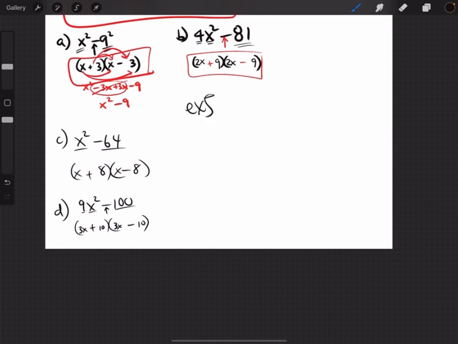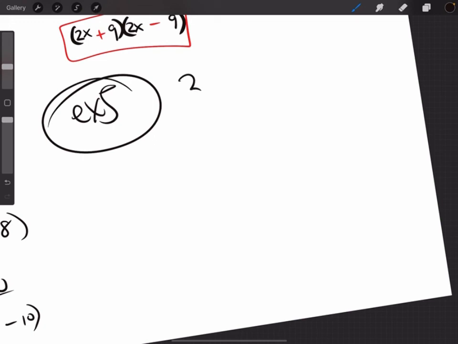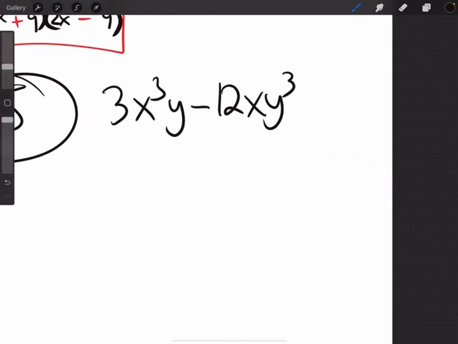Example 5. This is the last example. Okay, when you look at this, automatically you see common factors, and you should always practice this. Are there common factors that you can pull out? Yes. Between the 3 and the 12, 3 is in common. Maybe you should write this on the side. Between 3 and 12, 3 is the greatest common factor.